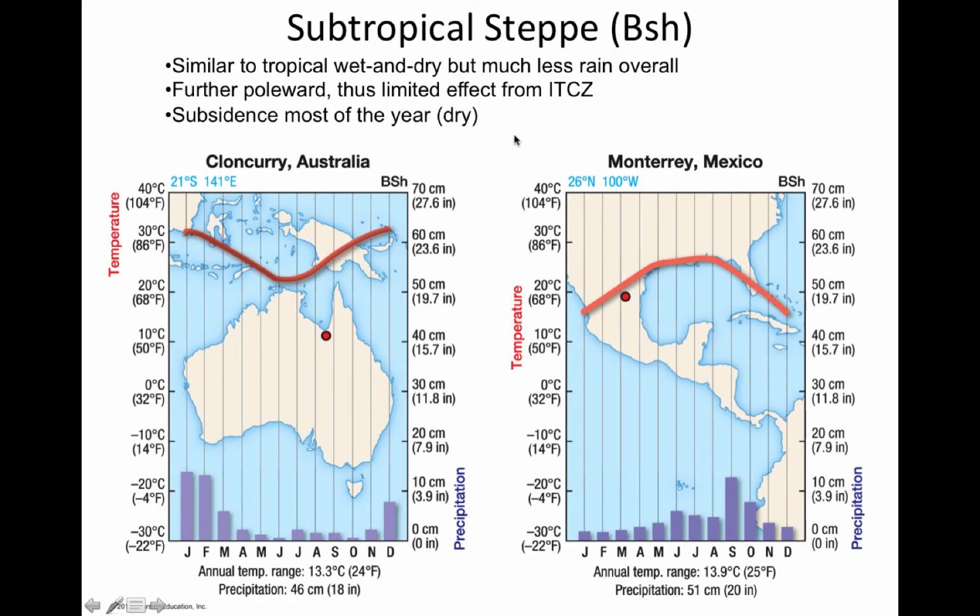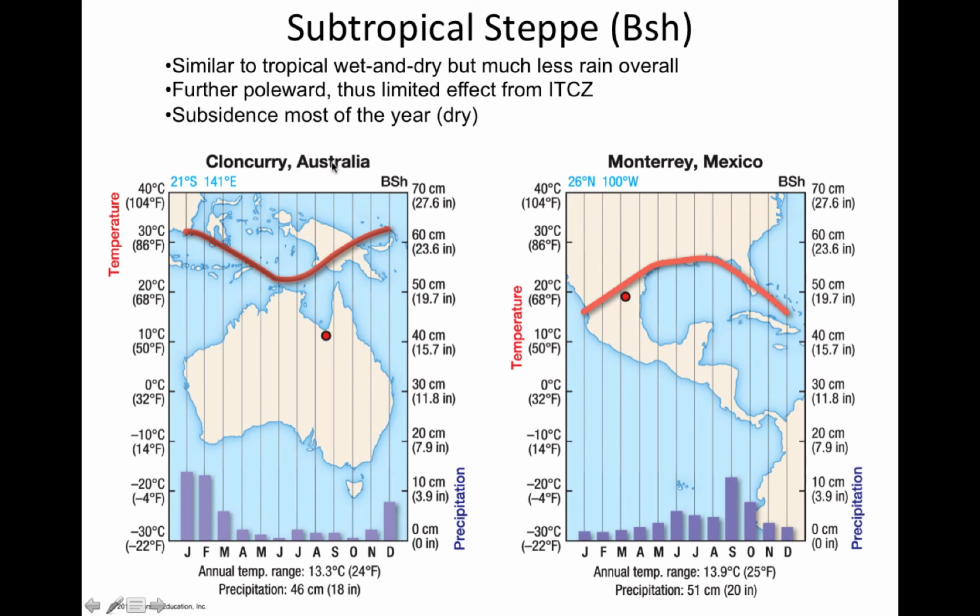Next we have subtropical steppe, which is called BSh, similar to the tropical wet and dry, but with much less rain overall. So there's a seasonality of precipitation, but overall there's not a whole lot of rain. Further poleward typically, thus there is limited effect from the ITCZ. These are places right on the fringe of the extent of the ITCZ. They just get brushed by it briefly, and then it goes away for 9 months before it returns again. So they have subsidence most of the year. Most of the year they're in the descending branch of the Hadley cell, high and dry.